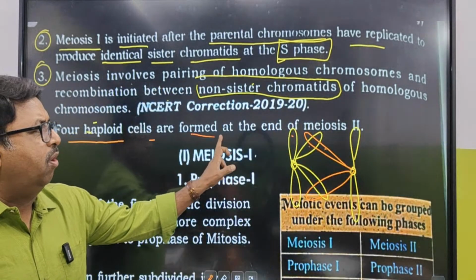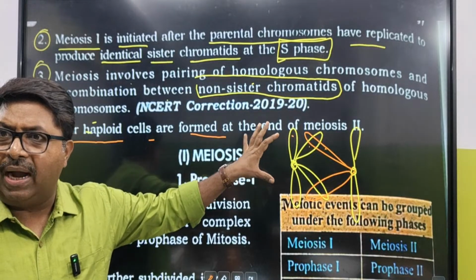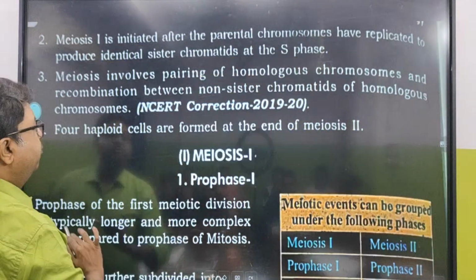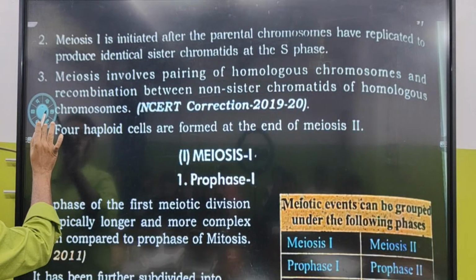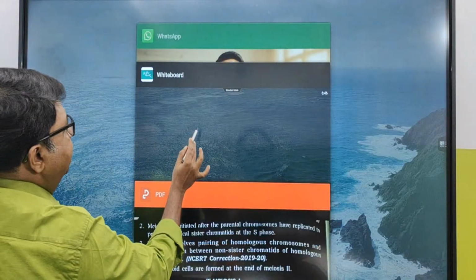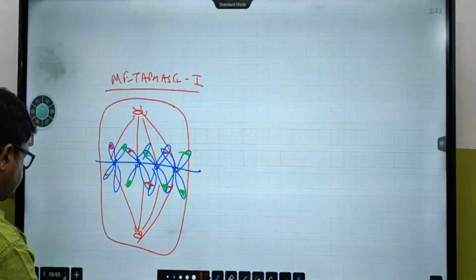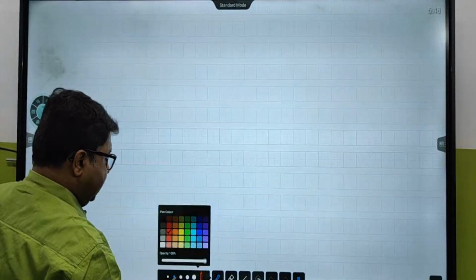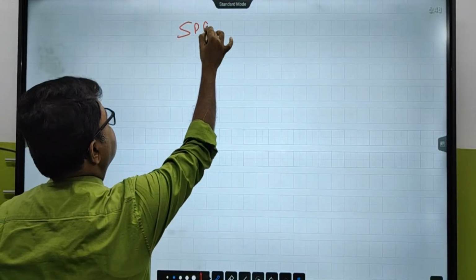Four haploid cells are formed at the end of meiosis II. So at the end of meiosis II, how many haploid cells are going to get produced? Four haploid cells. And for that understanding, we need to understand this one first, about spermatogenesis. Get this idea. Spermatogenesis.